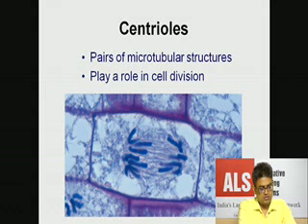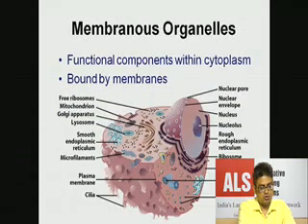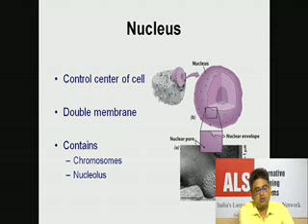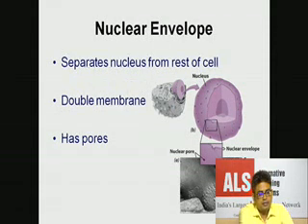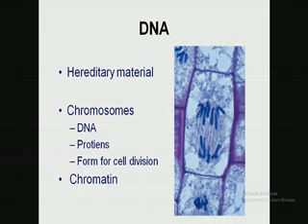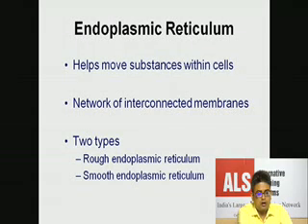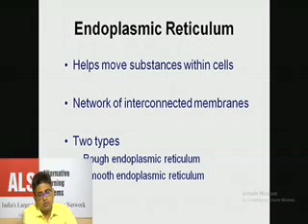Centrioles, I will discuss this also. It helps the cell in dividing, and it forms a spindle apparatus. Okay, membrane bound organelles. Nucleus is a double membrane bound organelle, and it is the control center of the cell. Okay, nuclear envelope. DNA is to be discussed in detail in biomolecules, and nucleolus. So the remaining part we will do today.